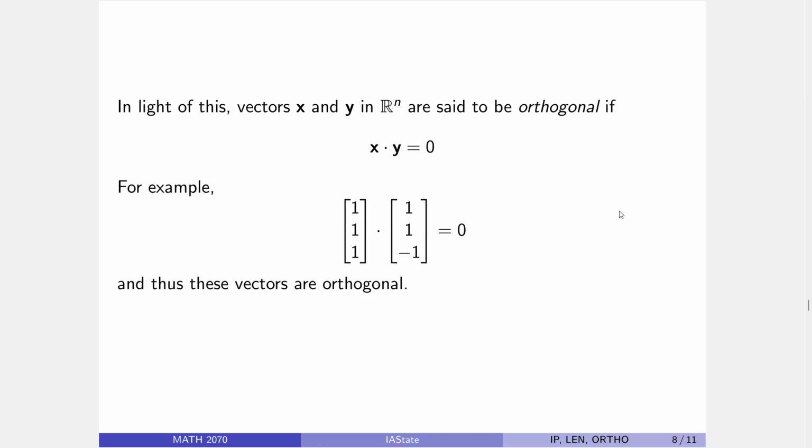So, for example, these two vectors, (1, 1, 1) and (1, 1, -1), are orthogonal because their dot product is equal to 0.